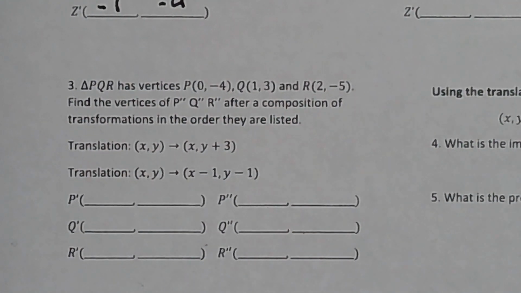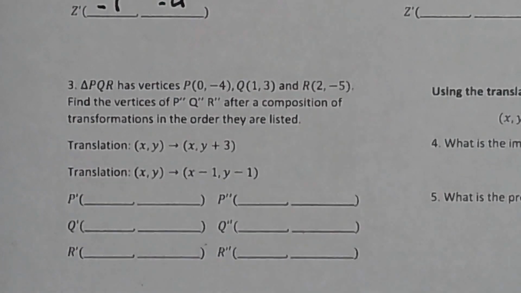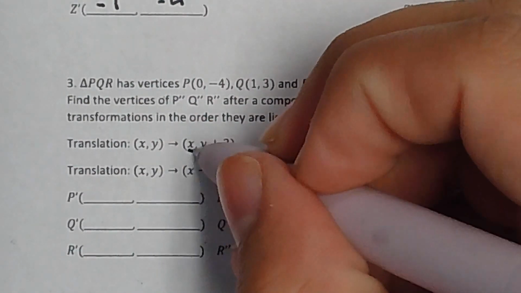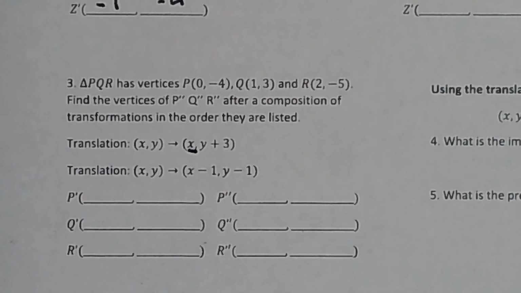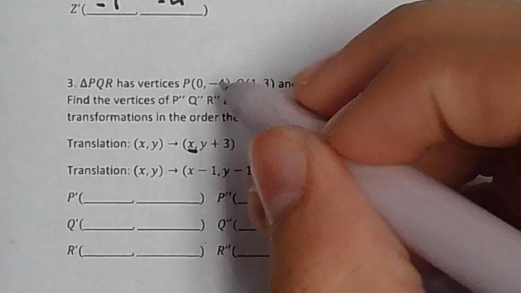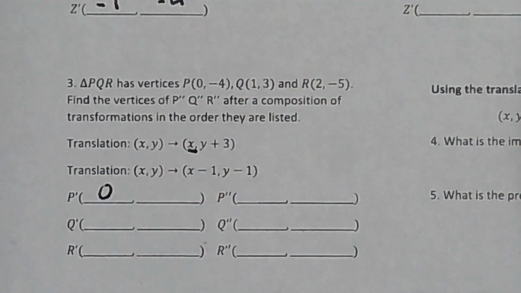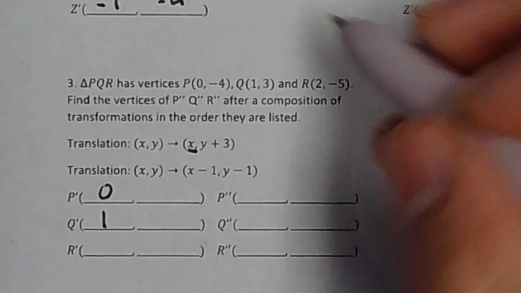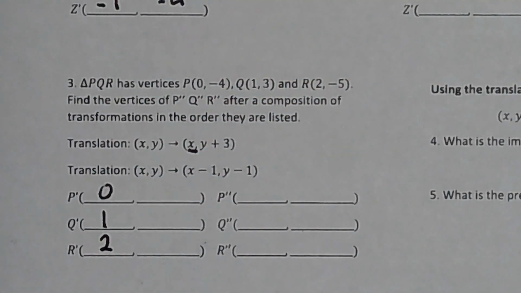Okay, this next one is composite transformations. So that means you're doing more than one. For that one, first, x will stay the same. Nothing is happening to the x, so whatever you have is what you're going to put. So I have 0, 1, and 2. My x's didn't change.